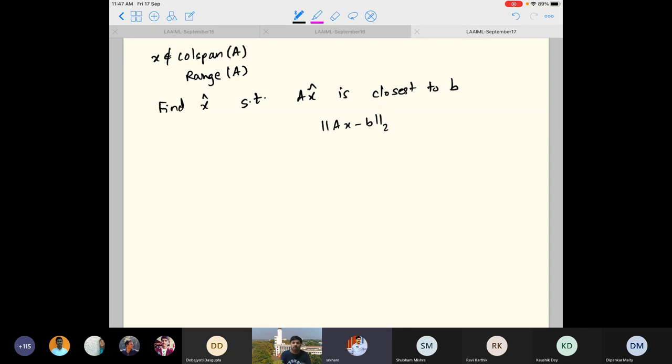The concept of closeness, yes. Sir, that should be B does not belong to the column space of A. Yeah, sorry, B does not belong. You are right. So B does not belong to the column space.